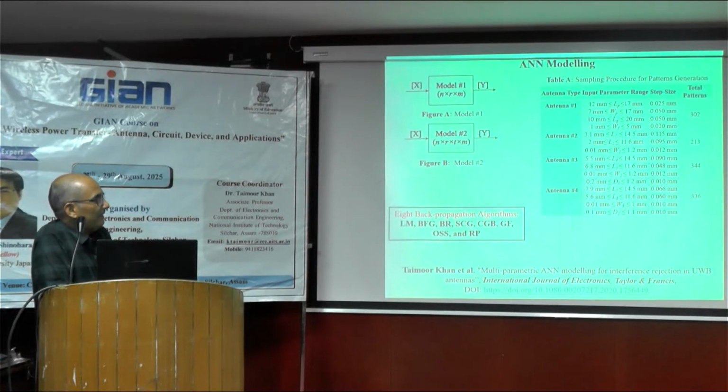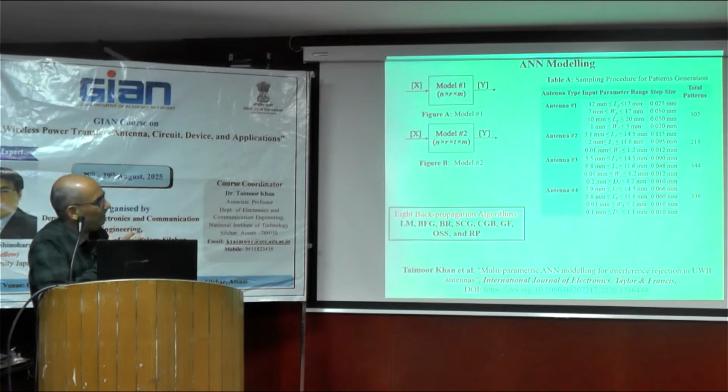The criterion for generating patterns is something like this: the LP dimension is changed between 12 to 17 mm with an interval step of 0.025. Like the first step is 12, second is 12.025, 12.050, something like that.